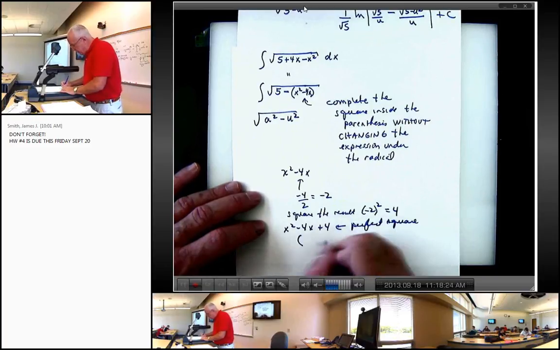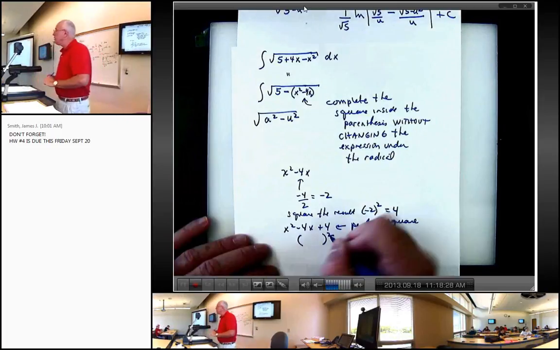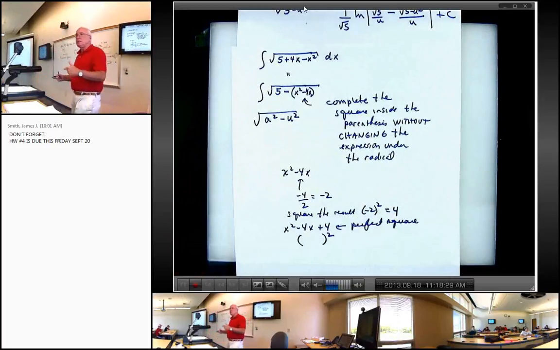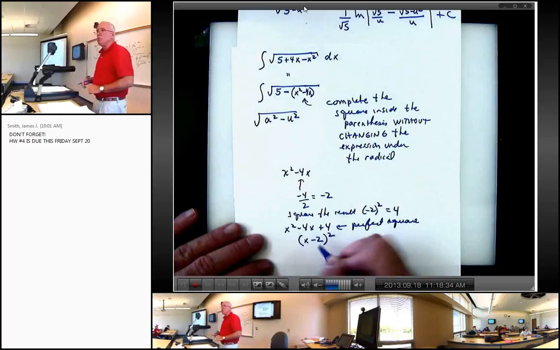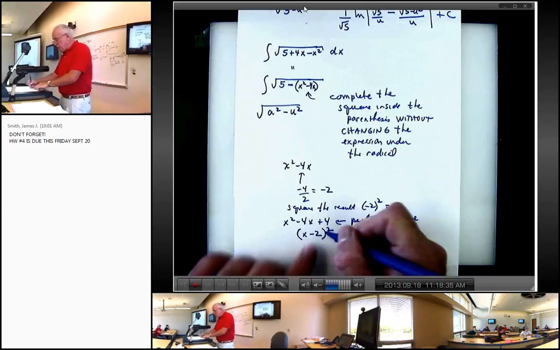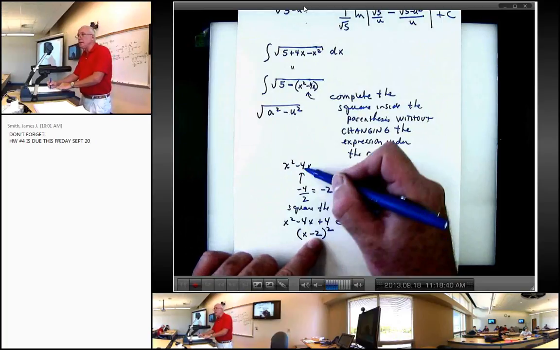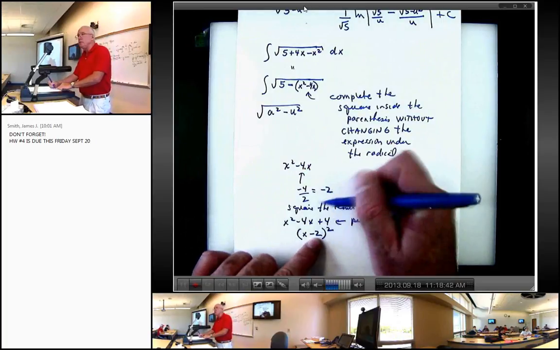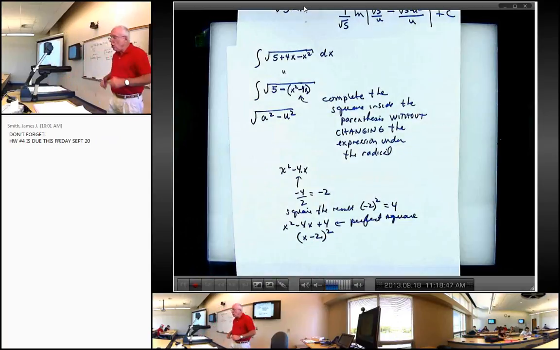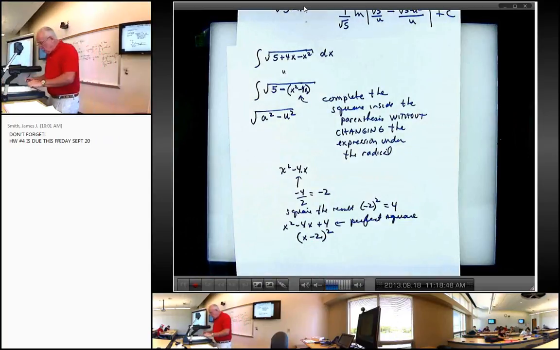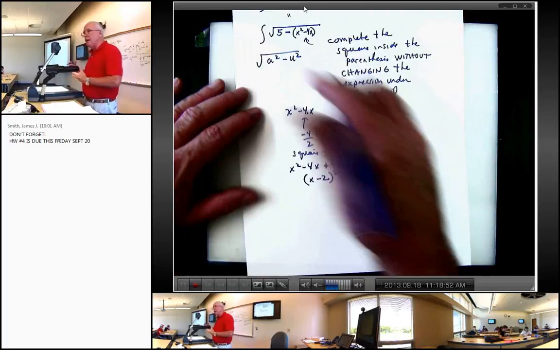In fact, what is it? It's going to be something times something. What would be in the parentheses here? x minus 2. All right. The minus 2 here is the number I get when I divide that coefficient by 2. That is going to be the number that's going to be inside the parentheses. Okay, so in this process, I added a 4 inside those parentheses.